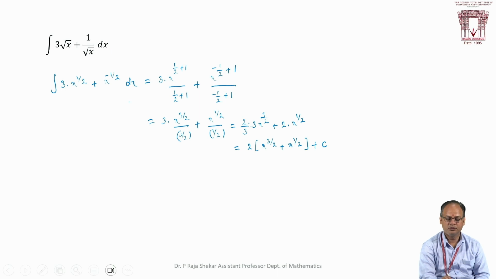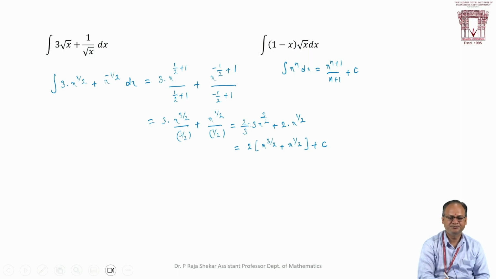So what have we used? We have used the integration of x to the power n formula. What is the integration of x to the power n formula? Integration of x to the power n is x to the power n plus 1 divided by n plus 1, n being 1 by 2 in the first term, minus 1 by 2 in the second term.